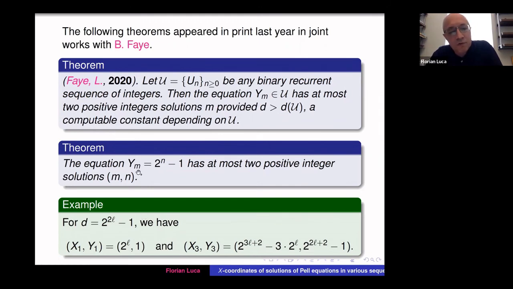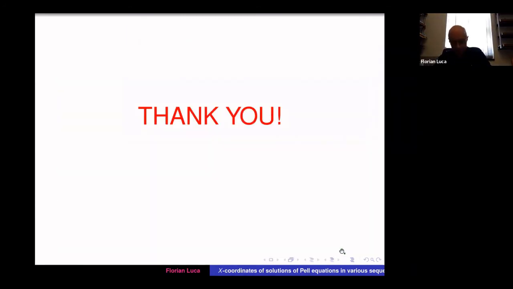So, for example, if the set U is the set of numbers of the form 2 to the n minus 1, then the Y's can be of the form 2 to the n minus 1 for at most 2 values of M. And this is best possible. For example, if you choose D to be of this form, then both Y1 and Y3 are members of that sequence. So Y1 is 2 to the 1 minus 1, and Y3 is 2 to the something else minus 1. And that's it. I'm going to stop here.